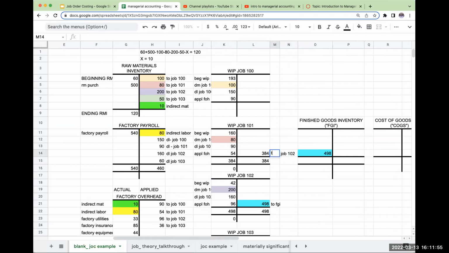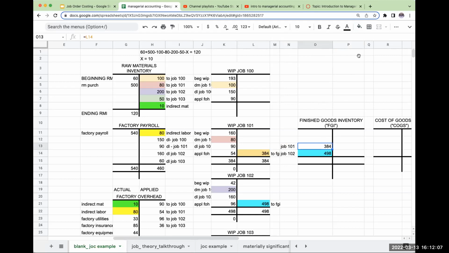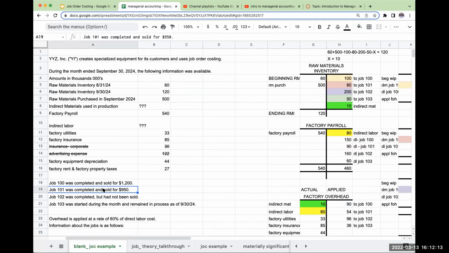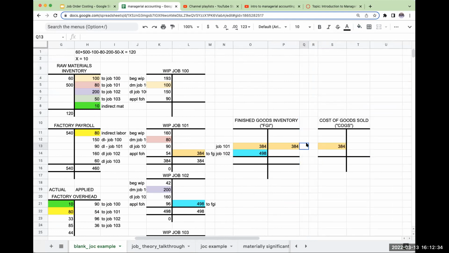And this I'm also going to send to finished goods inventory. And this is going to be job 101. But notice over here for this particular job, is it going to stay in finished goods inventory? And the answer to that is going to be no. Why is it not going to stay there? Because it was completed, meaning it goes to finished goods, and it was sold. So what I now need to do is to take this out of here and now put it to cost of goods sold so it can complete its journey. So over here, I'm going to credit finished goods inventory for 384, and I'm going to debit cost of goods sold. Okay, so to COGS, job 101.